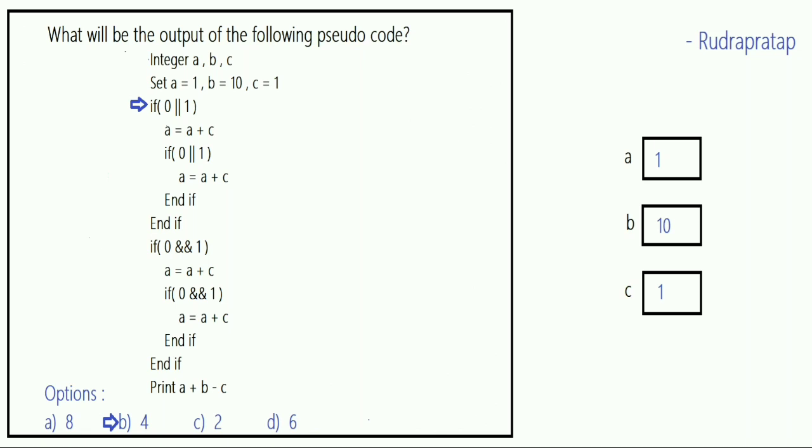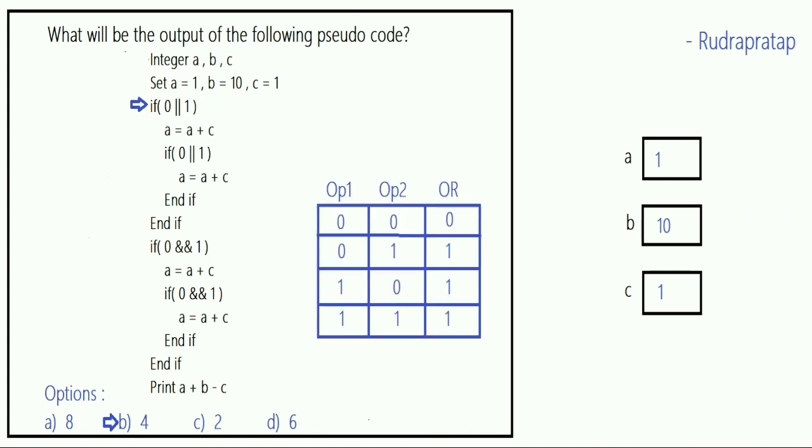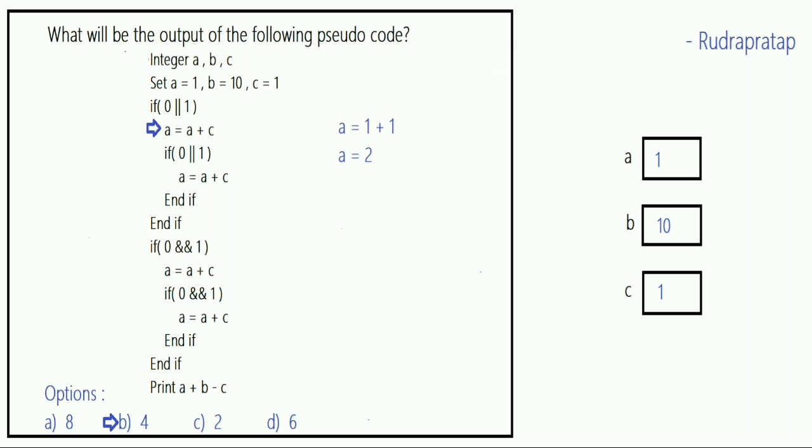So the OR operator is here, and we know that if any of the conditions of an OR operator is 1 then it will return 1, as we can also see in the truth table. If any of the operands is 1 then it will return 1, else it will return 0. Now we can execute the body of if, and in this body we got the first statement which says a equal to a plus c. So 1 plus 1 equal to 2, and now this 2 is assigned to the variable a.